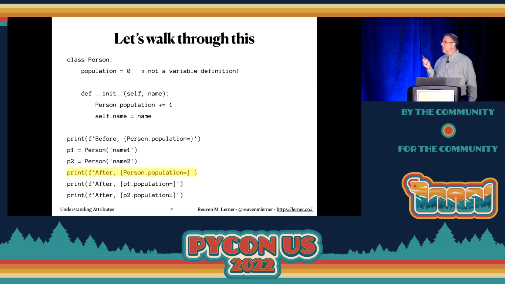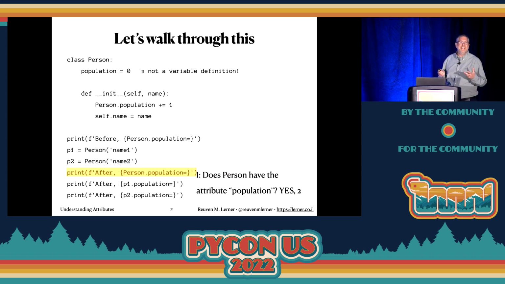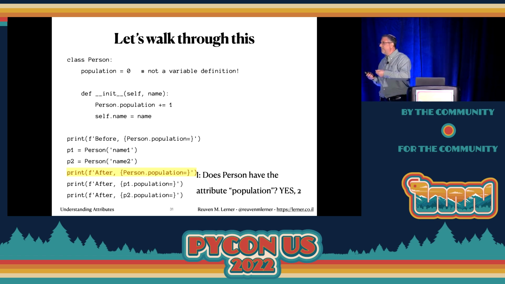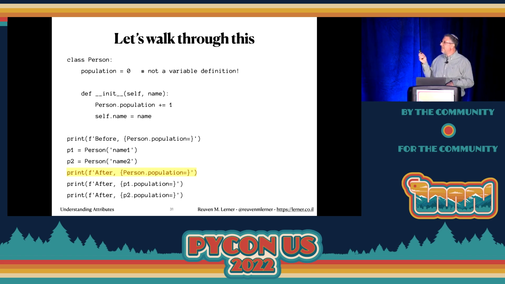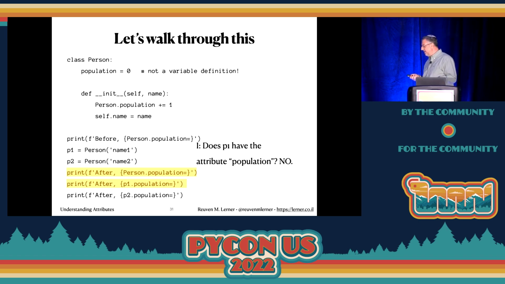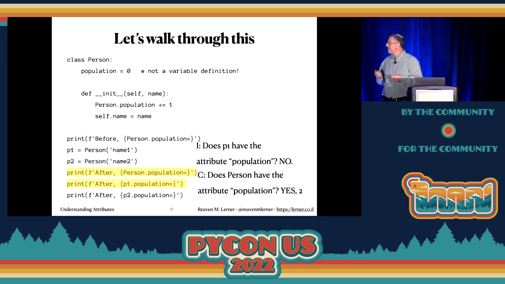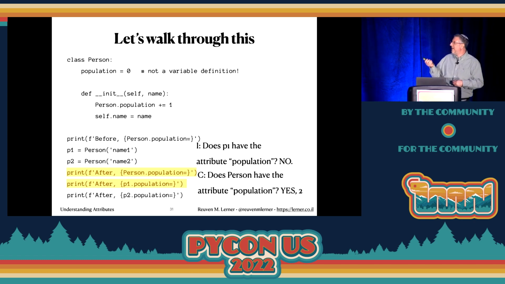So let's walk through this. I say person.population. Python turns to person. I know it doesn't feel like an instance, but classes are objects too. Does person have the attribute population? The answer is yes. We get the value 2, end of story. And then Python says, hey, p1, do you have the attribute population? And the answer is no. But Python doesn't give up. It says, oh, I'll check on the class. Does person, p1's class, have the attribute population? It does, and we get the value back.